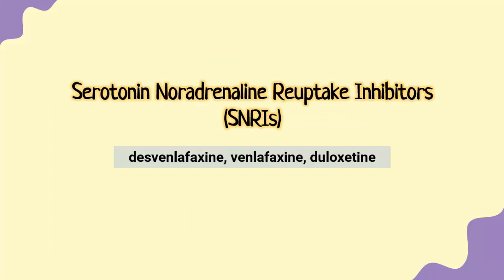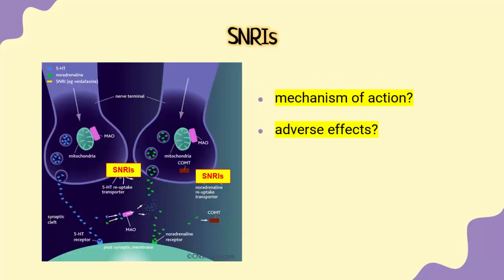Second is SNRI, serotonin noradrenaline reuptake inhibitors. And the examples are like desvenlafaxine, venlafaxine, and also duloxetine. Okay, so SNRI the action is similar to SSRI, but you need to find out what exactly the mechanism of action of SNRI is and also the adverse effects of these drugs. Okay, but both SSRI and SNRI, their action is very specific as compared to the other antidepressants.